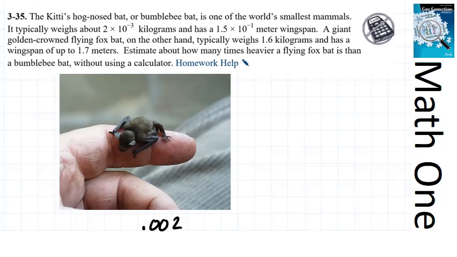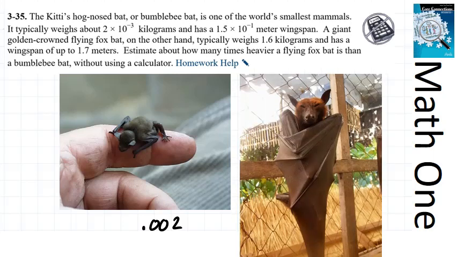And then a giant golden-crowned flying fox bat. I've got a picture of one of those. Look at that. It literally looks like it's got the face of a fox. It's a fox with wings. It weighs much, much more. It says that its typical weight is 1.6 kilograms. And it's got a much larger wingspan of 1.7 meters. Okay, you think about a meter stick in the classroom, 1.7 meter sticks. That's a pretty long wingspan. So this weight right here is about 1.6.